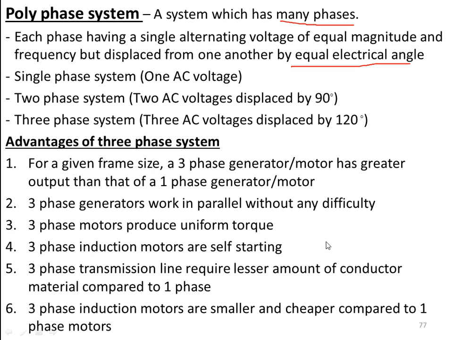In the scope of this picture, that self-starting portion is not there. Now, fifth point: a three-phase transmission line requires a lesser amount of conductor material compared to a single-phase conductor. Sixth one: three-phase induction motors are smaller and cheaper compared to single-phase motors. That means the bulkiness of a three-phase induction motor will be comparatively less, whereas power output is more. And three-phase induction motors can perform more work compared to single-phase induction motors.